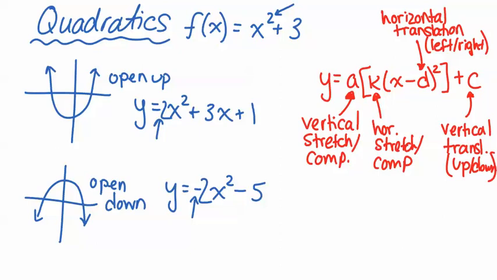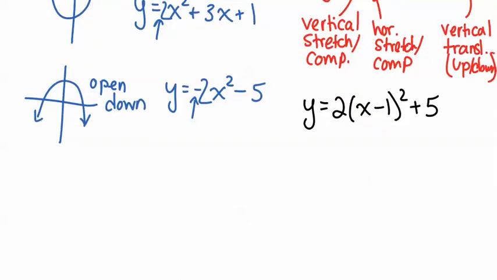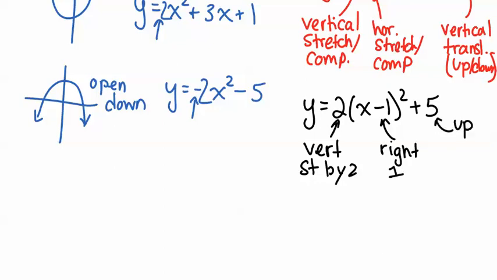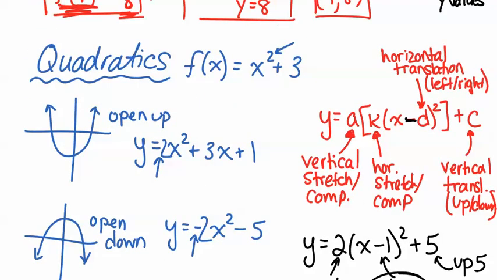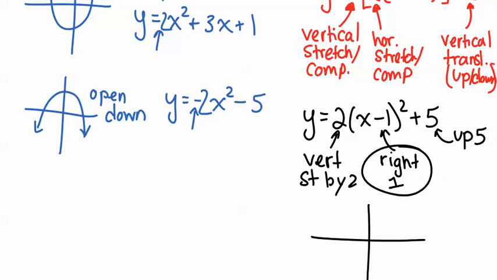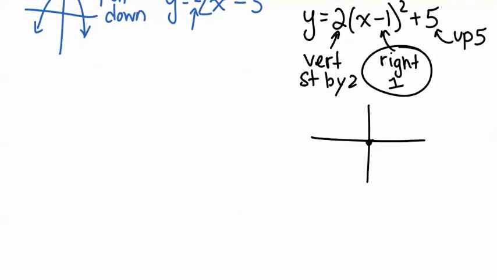So if I gave you an equation like y equals 2(x minus 1) squared plus 5, you should be able to know, based on what all of those a, k, d, and c mean, what's happening to this. So here we've got a vertical stretch by 2. This x minus 1 means our graph is actually moving to the right 1 space. And then this plus 5 means it's moving up 5. So I know this one's weird, but remember the one in the brackets always seems backwards because our default equation had a minus in it.